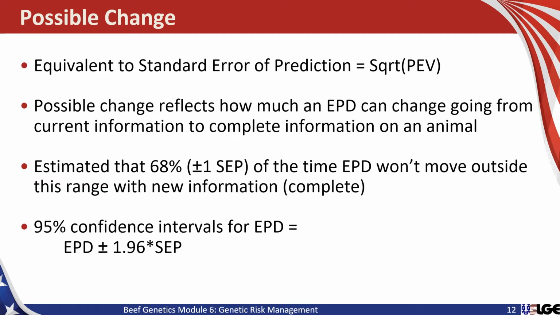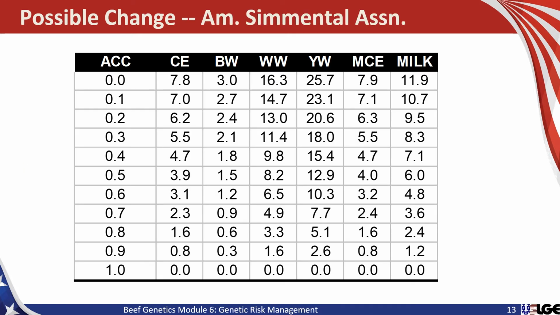95% confidence intervals for EPDs are calculated by taking the animal's EPD and adding and subtracting 1.96 times those standard errors of prediction. It provides a wider interval, so we have more confidence that the animal's true progeny difference, or EPD, lives in that interval. A picture probably will help us understand this concept more thoroughly, and we'll show that in just a moment.